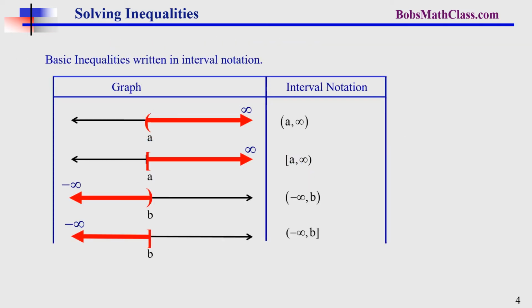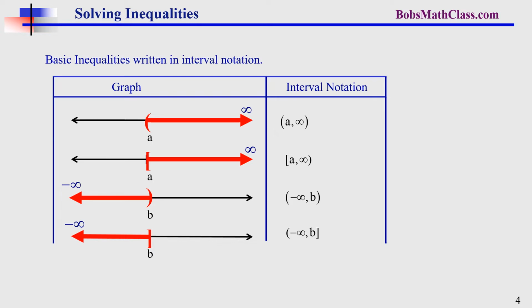Okay, so here's the graphs, and the interval notation is there to the right. So the top graph is from a to infinity. Infinity is on the right. Negative infinity is on the left. So notice that the a is written first in the parentheses and the infinity second. Kind of like how we read left to right.